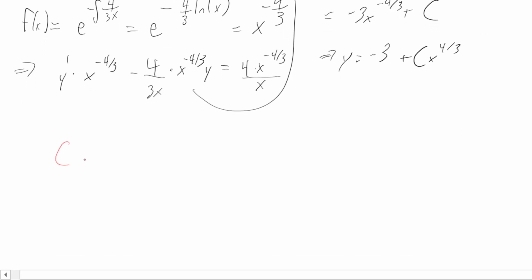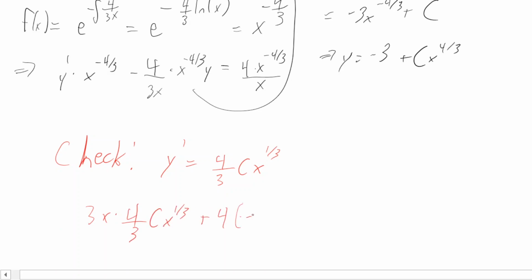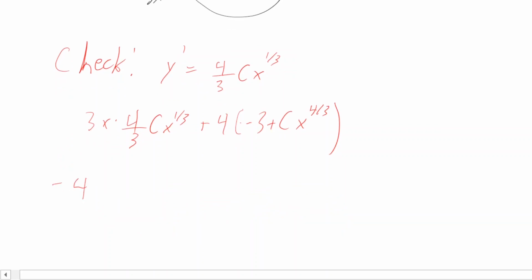And of course, as always, we should check our work. So y prime, the derivative of this is just 4/3 c times x to the 1/3. And so plugging this into the differential equation, we get that 3x times this derivative plus 4 times the original function, the terms will cancel out and will leave us with just negative 12, which is what we have on the right-hand side. So make sure it's in the right form before you compute your integrating factor.